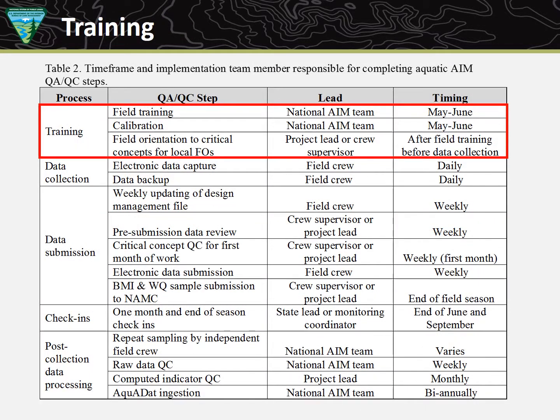Table 2 in the Data Management Protocol can serve as a quick reference guide of when each step should occur and who should complete them. However, responsibilities may vary by project, so each project should refer to their specific roles and responsibilities table. The rest of this video will briefly explain each of the steps and who performs them. First, we will discuss QA/QC steps that occur during training.